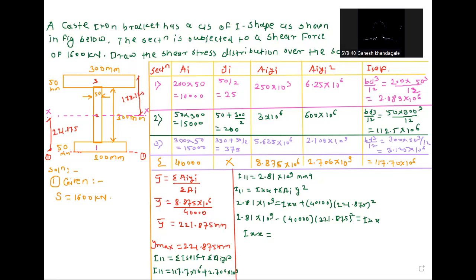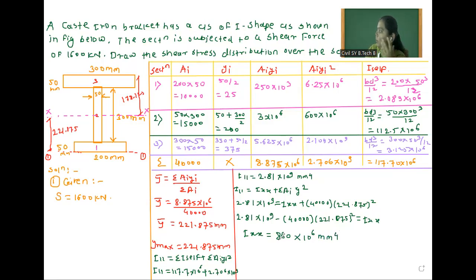850 into 10 raised to 6. 840.85 into 10 raised to 6. 860 is also fine. Check it, near about 863 should come, your answer is coming 860. 860 point what? Okay, 860 into 10 raised to 6 mm raised to 4. Okay, so this is the moment of inertia. After that we have to calculate here, concentrate here.